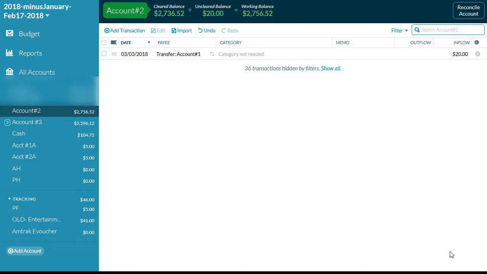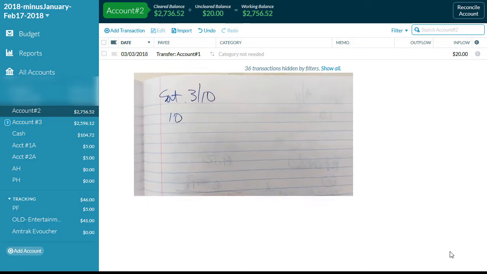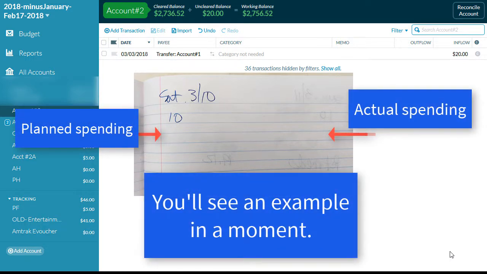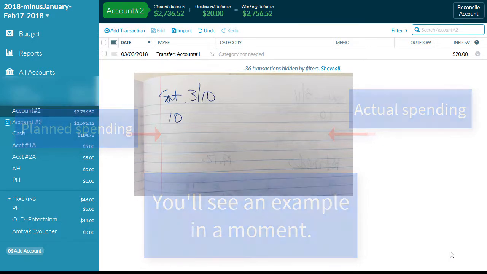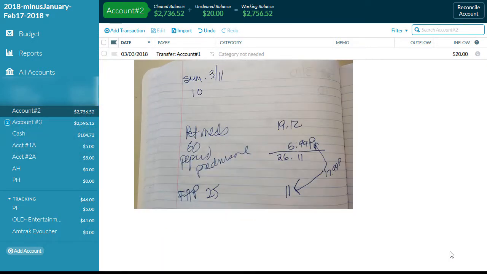So the first thing I'm going to show you is Saturday, March 10th, and it's very sloppy because I have sloppy handwriting, but it's only for me to see. So you can see that on Saturday, I put 0 next to an I, which stands for income, and there was no spending. The left side is my planned spending, and the right side is my actual spending. So now I'm going to show you the next page. See, I'm flipping the page as I talk to you.